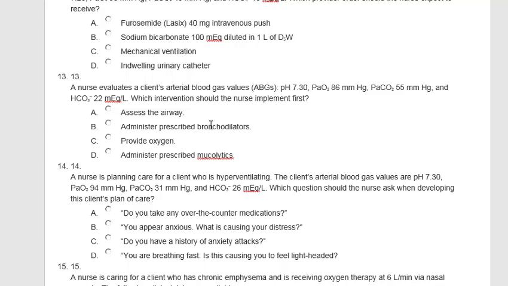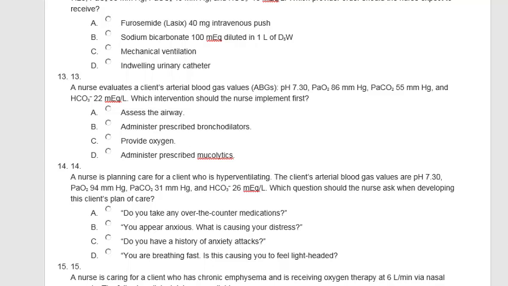Bronchodilators, does that also have to do with airway? It does. But when you think about the nursing process, you assess before you intervene. So you're going to assess the airway, then give the bronchodilators. Then breathing for oxygen, okay? And the mucolytics, you're going to do that as well. That's going to help the breathing and airway as well, but you always want to assess first.